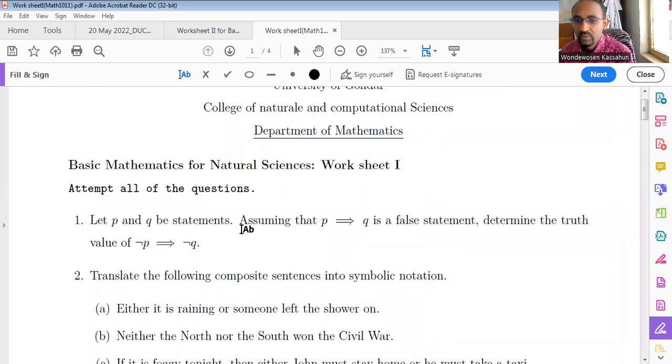Let P and Q be statements. Assume that P implies Q is a false statement. Then determine the truth value of not P implies not Q. Okay, so P implies Q is false. As you know, P implies Q is false only if the hypothesis is true and the conclusion is false, right? So P is true, Q is false. Now not P implies not Q is false implies true, which is true, right?